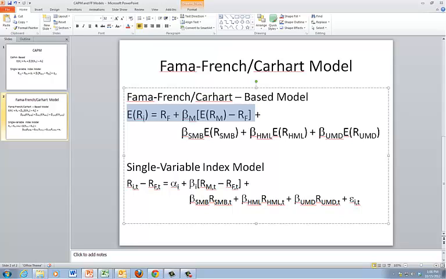SMB is a portfolio that is constructed by assuming a short position in large stocks based on their market capitalization, and then assuming a long position in small stocks, again, based on their market capitalization.